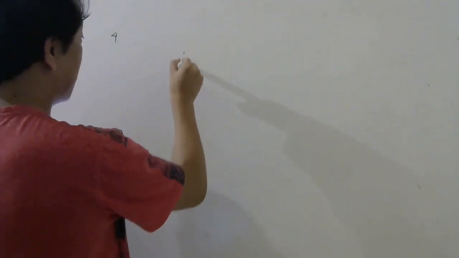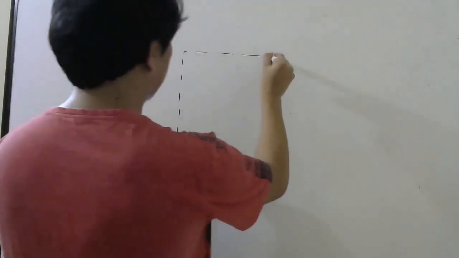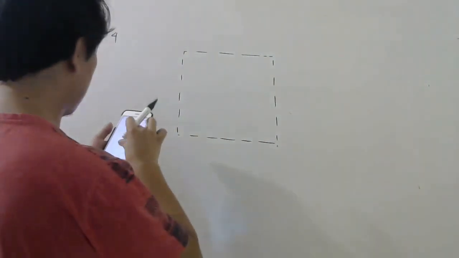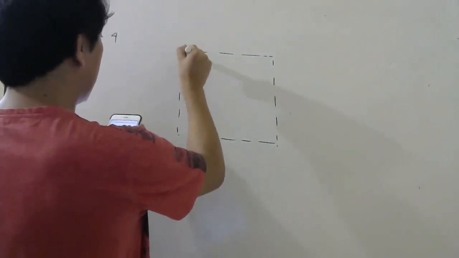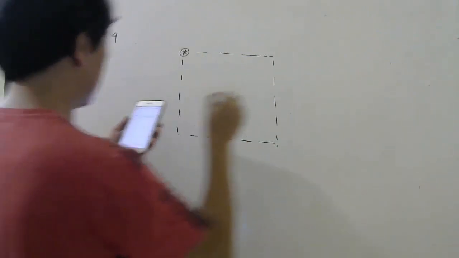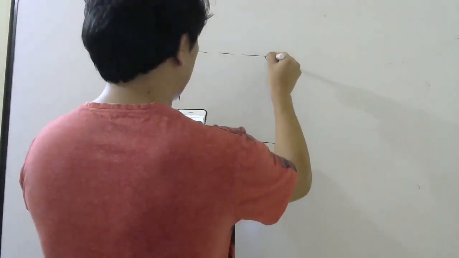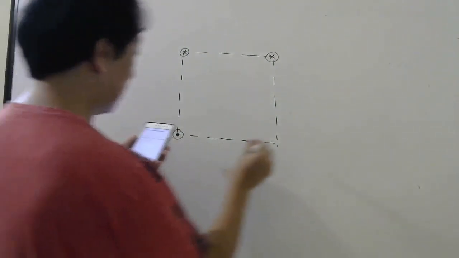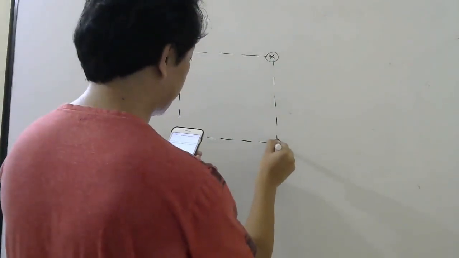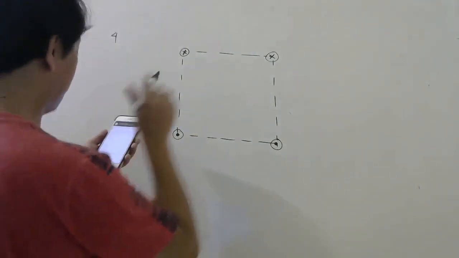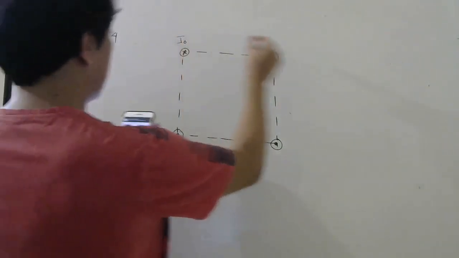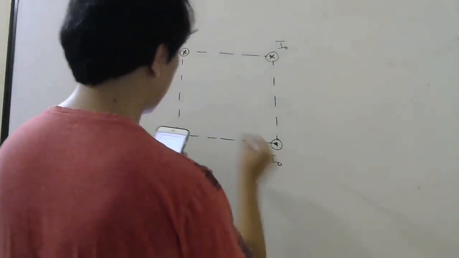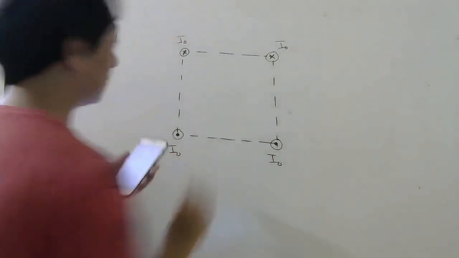So first let me draw a square. Here current is going into. Here also current is going into. Here current is coming out. Here current is coming out. Each current is the same, I0, I0, I0, I0. They want the magnetic field at the center.